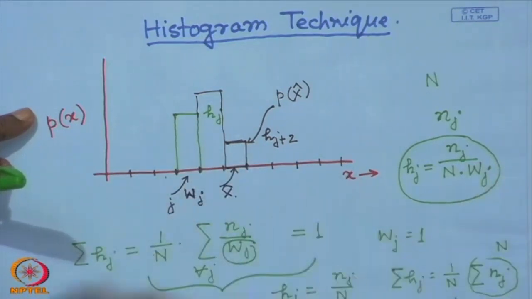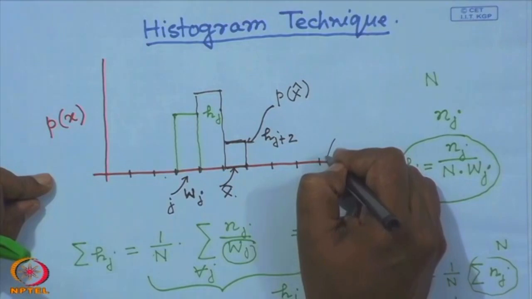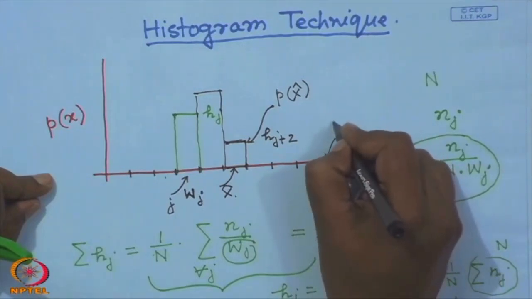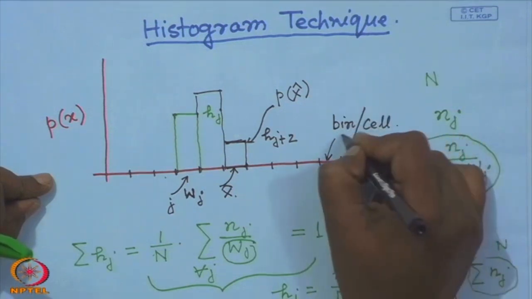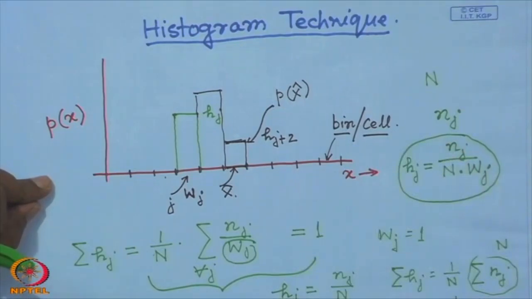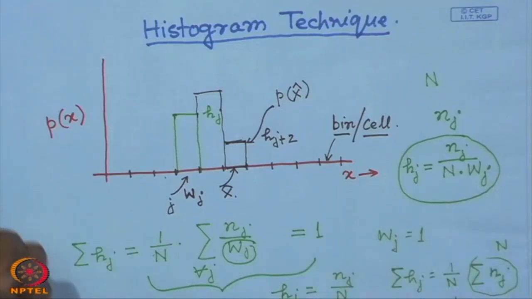So, when I break this x axis or the variable into a number of intervals something like this, each of these intervals is usually called a bin or a cell. I can either call it a bin or a cell. So, this is how histogram based techniques for probability density estimation work. In the next class we will explain this further with the help of some examples, and then we will extend this to multi-dimension, when x, instead of being a scalar variable, is a vector. Okay. Thank you.